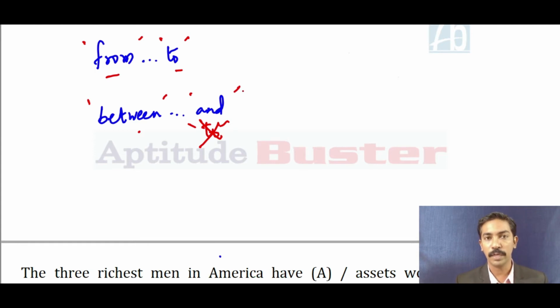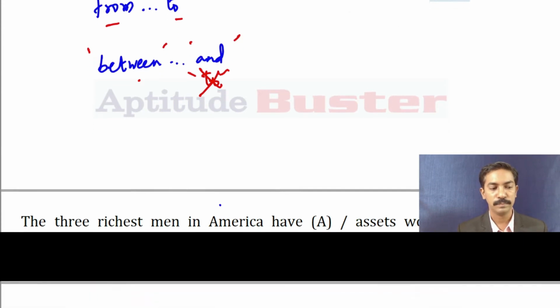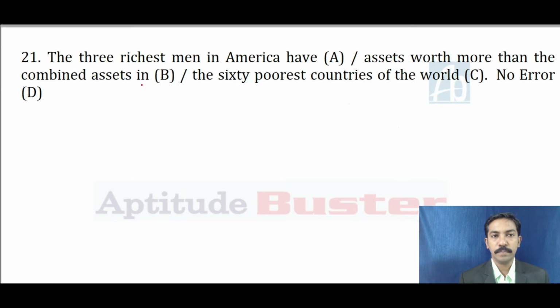Now we'll go for solving questions based on usage based errors. Look at this question. The three richest men in America have assets worth more than combined assets in the 60 poorest countries of the world. As you read this question, I'd like to address a valid doubt here. I started with error type 1 agreement, then tenses, conditional clauses, comparison, and we are discussing usage based errors. The doubt you may have is how to ascertain whether the given sentence belongs to error type 1 or 2 or 3 or 4. If you have that doubt, I'm going to give you an answer.